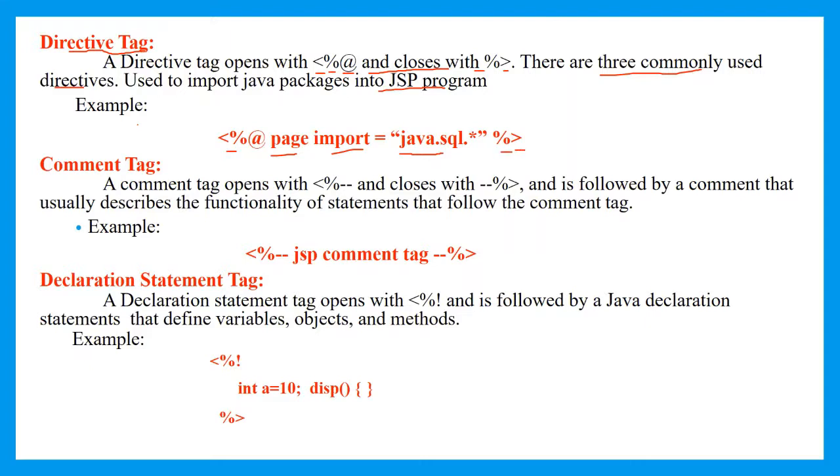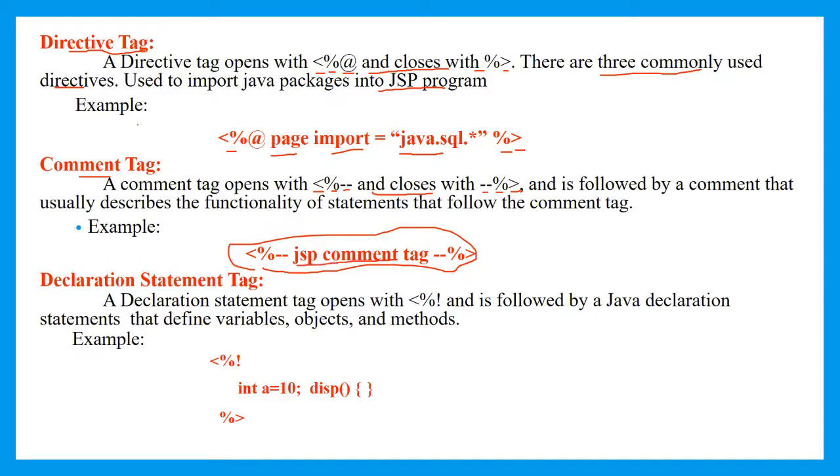Comment tag. The comment tag is used to comment out the following statement or functionalities, so as to ignore them in compilation. The comment tags open with an angular bracket %, hyphen and specify the set of statements, then close with the hyphen %, and close the angular tag. It is followed by the comment that usually describes the functionality of the statement that follows the comment tag. For example, this is my comment tag, and here you can specify the set of statements or a description about the functionalities.